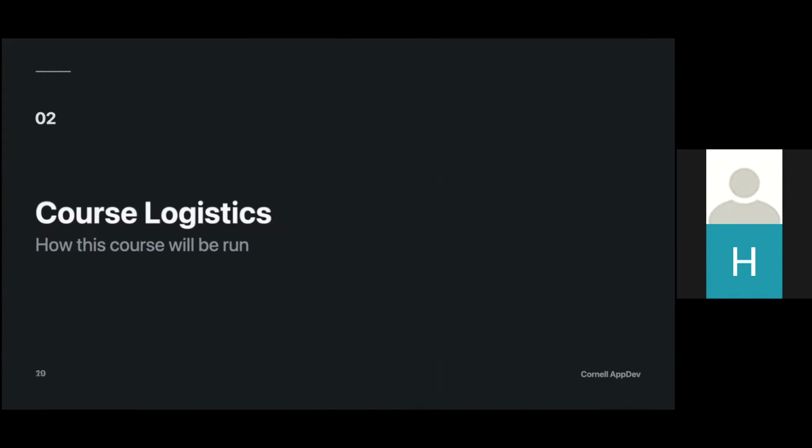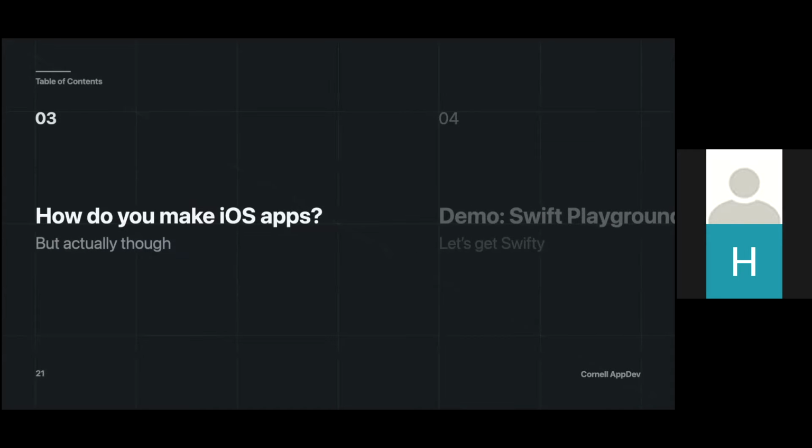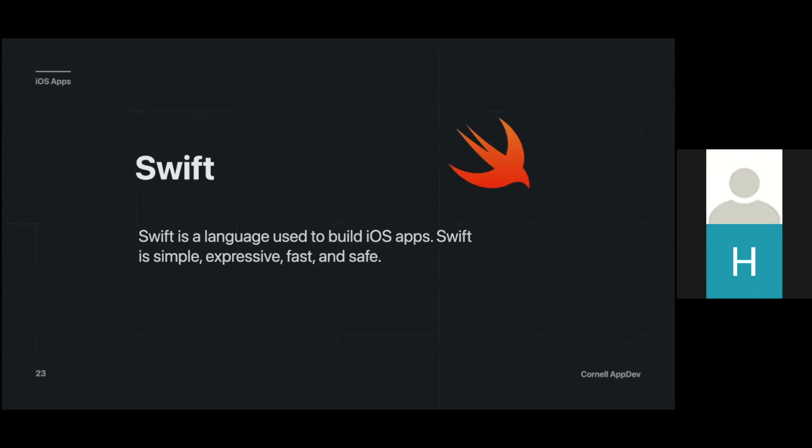So now that we're done with course logistics, I'll be talking a little bit about how we actually make iOS apps. So Swift is one of the languages that you use to make iOS apps, the other being Objective-C, natively, of course. So Swift is a language used to build iOS apps, and it's simple, expressive, fast, and safe.